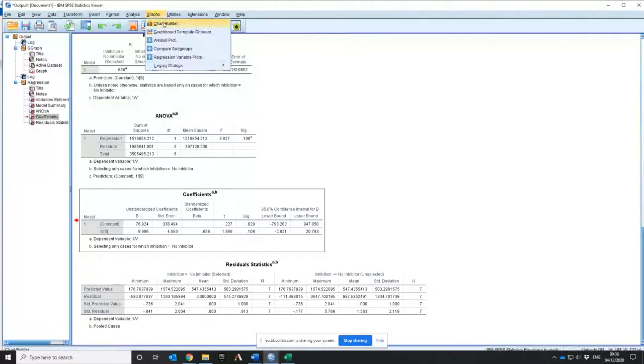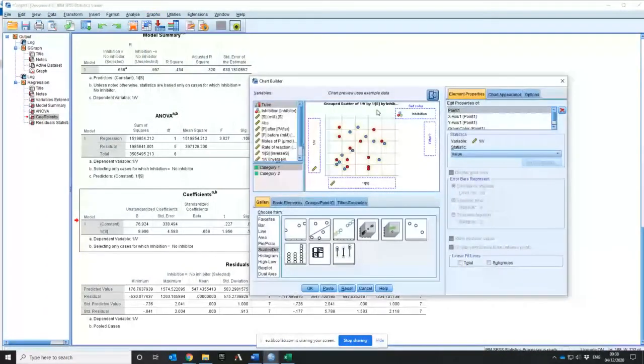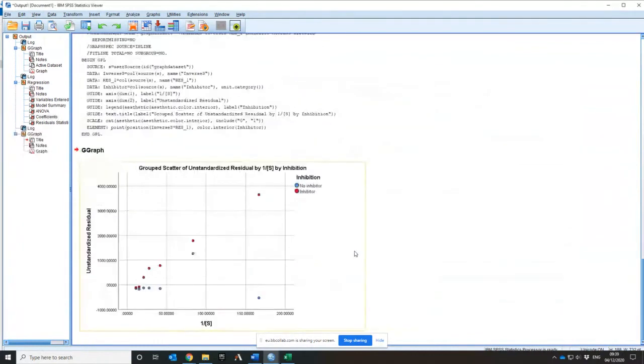But if I also do the graph, so instead of doing 1 over V against 1 over S, I want to do the plot of the residuals, the residuals that I calculated. So if I do the unstandardized ones to start with and press OK, what you can see for the red ones, which is the inhibited one, the residuals are always terrible, and they're going up in a straight line. So that's telling you the line is completely wrong.